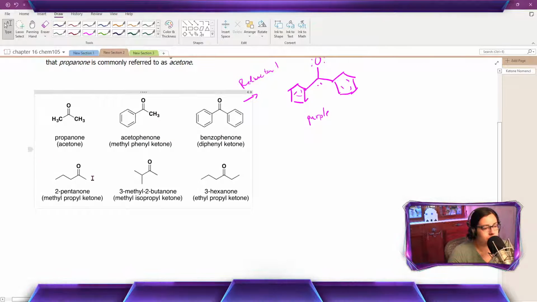So let's look at this. 1, 2, 3, 4, 5. So pentanone there. Then the ketone is in the 2 position, so this would be 2-pentanone. We could also name it by its 2 sides: methyl for this side, and then propyl for 1, 2, 3, ketone. So methyl propyl ketone.